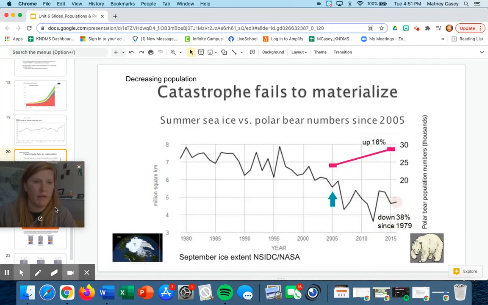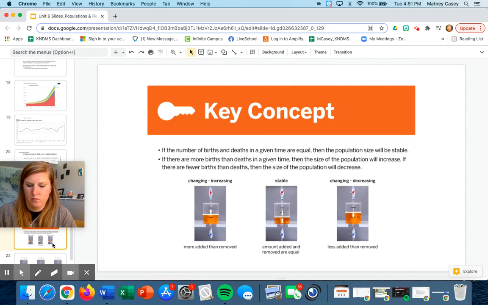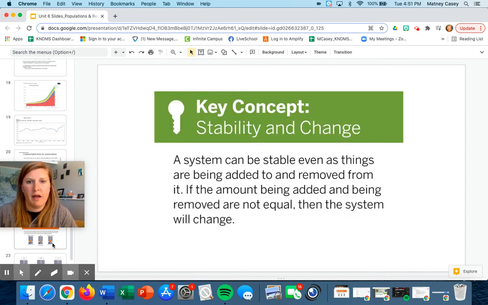All right. And then that's literally what your key concepts are going to be for today. I want to make sure you take some time right now to go ahead and pause and copy this down. Just add it into page 3. You should already have one key concept for chapter 1 on page 3 in your science notebook. But one of our key concepts today is that a system can be stable even as things are being added and removed from it, like you saw with that Canada graph. If the amount being added and being removed are not equal, then the system will change.